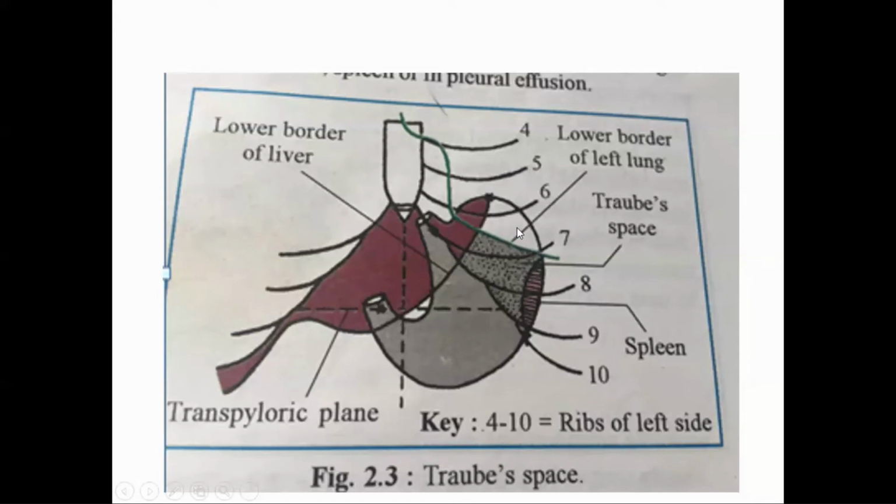And this trough space is diminished when there is inflammation of the liver, spleen and the lung, as it is related to these structures. On the left side it is related to the spleen, on the right side to the lower border of the liver, above to the lower border of the left lung and the left pleura, and below to the left costal margin.